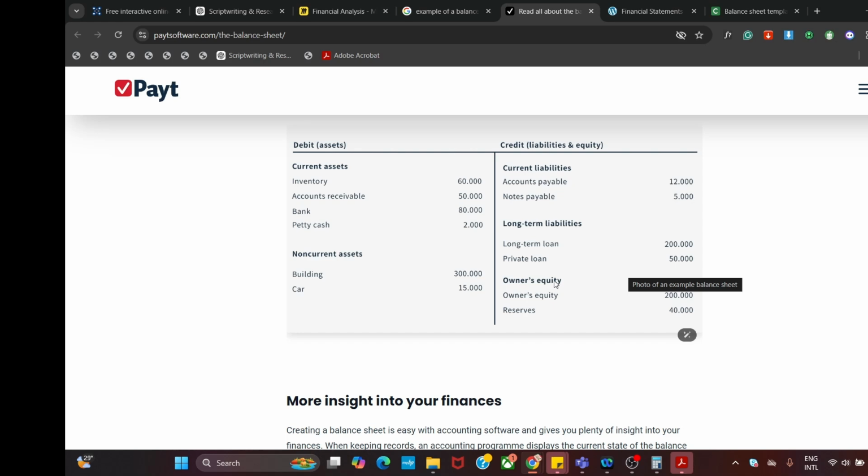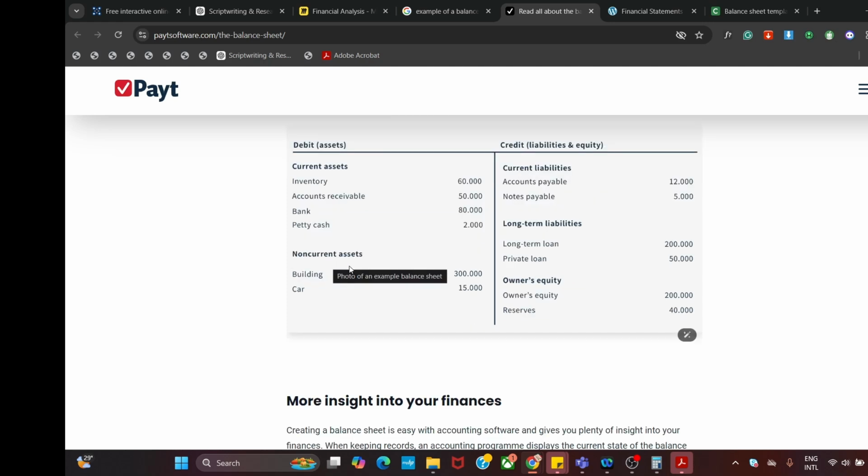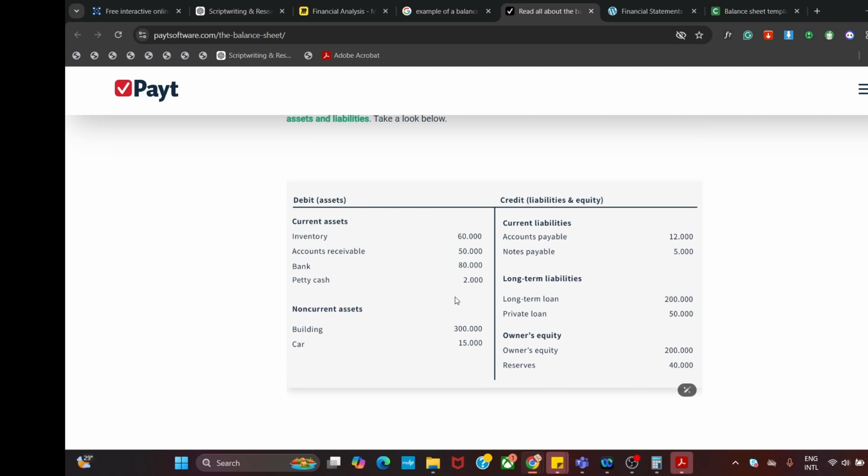As you can see, we have the owner's equity here, and we have reserves. Then over here we have current assets, then we have non-current assets. Most people also call non-current assets fixed assets. So this is just an example of a balance sheet. As you can see, it gives a snapshot of the liabilities and assets of a company within a specific accounting year.